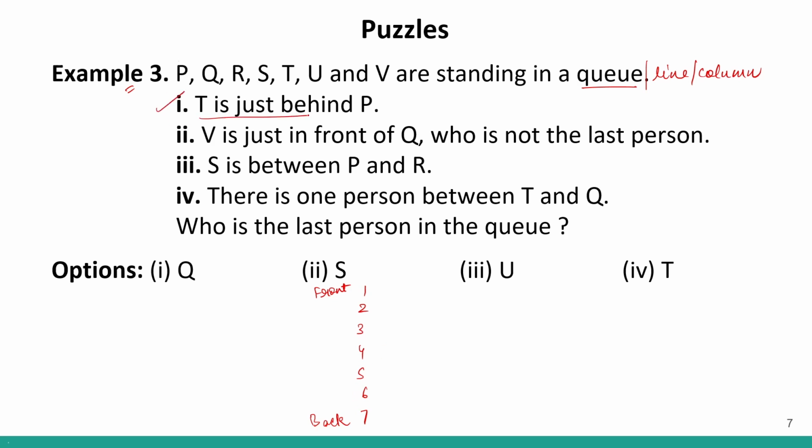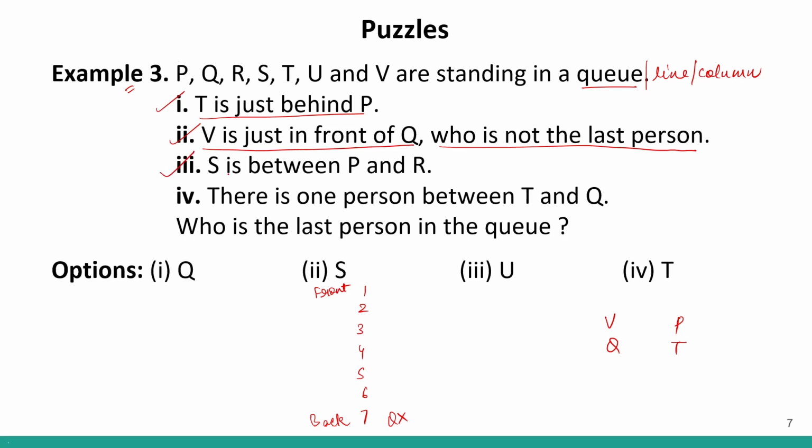Information 1, T is just behind P. So T is just behind P. We will hold this information. Okay. Information 2, V is just in front of Q, and Q is not the last person. So Q cannot come at the 7th position. We will hold this information as well.